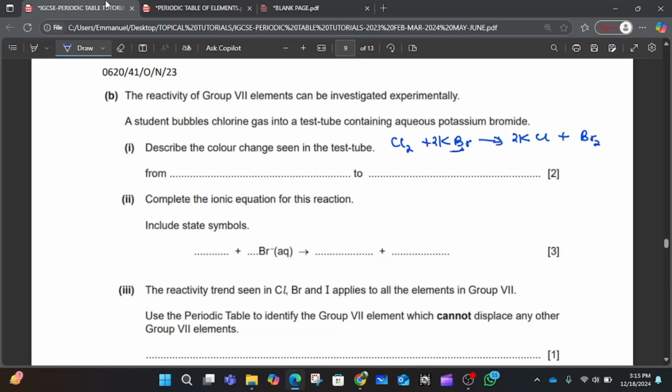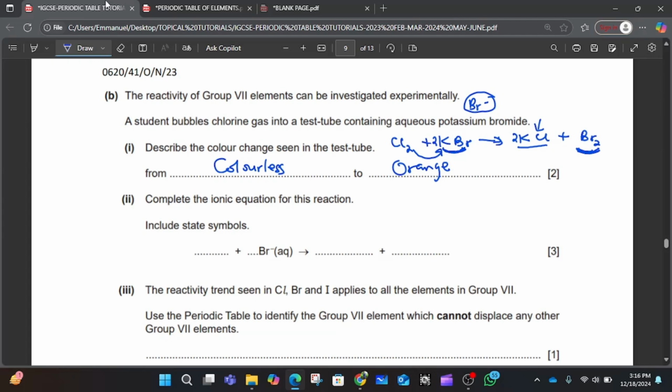Now, potassium bromide is colorless. Remember, we said when you have halide ions in solution, it's colorless. So the solution at the start was colorless before chlorine was bubbled through it to form potassium chloride and bromine. Again, this one will also be colorless, but bromine will be orange in solution. So we go from colorless to orange.